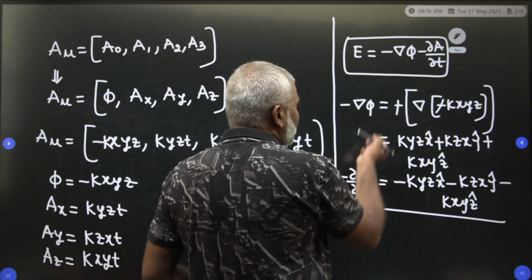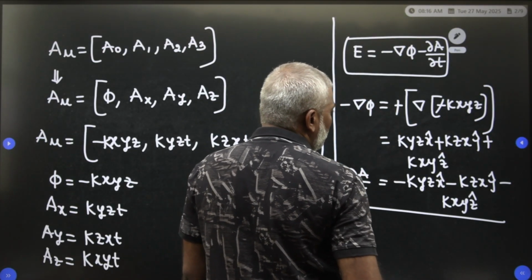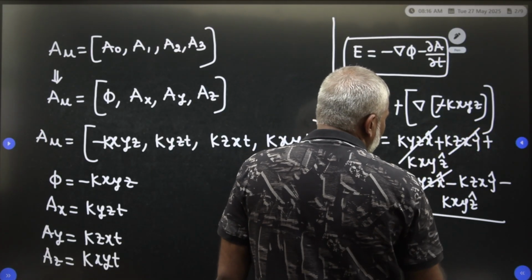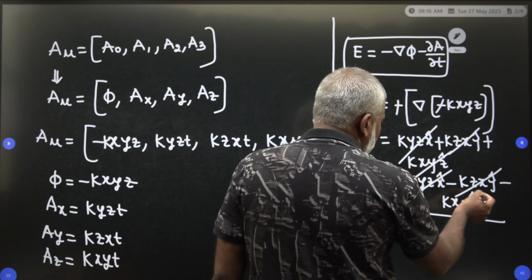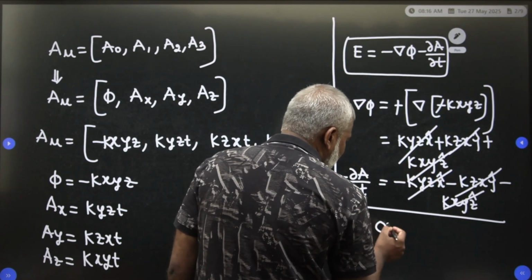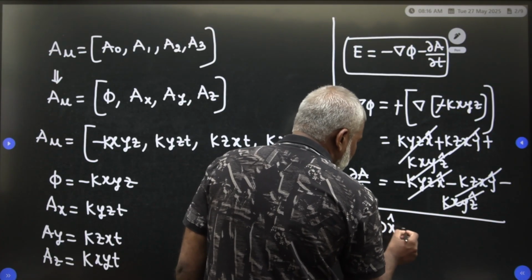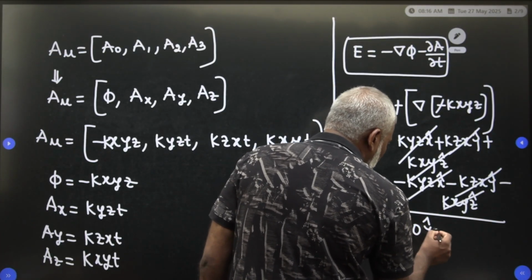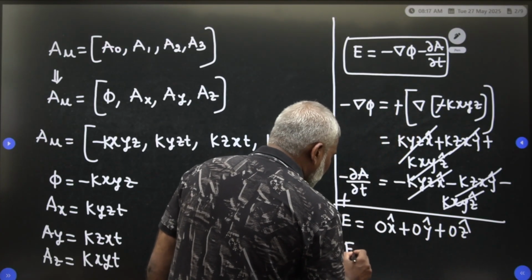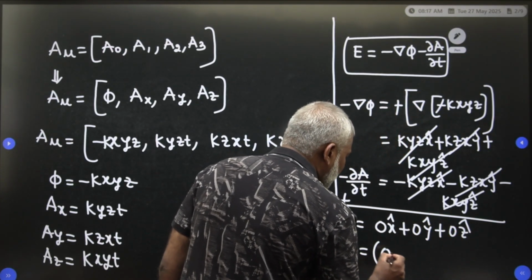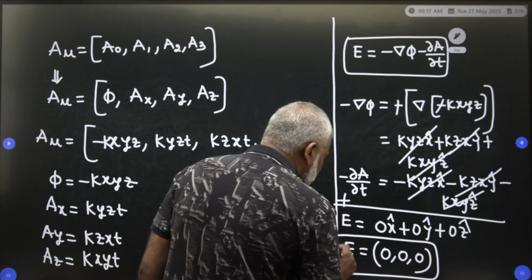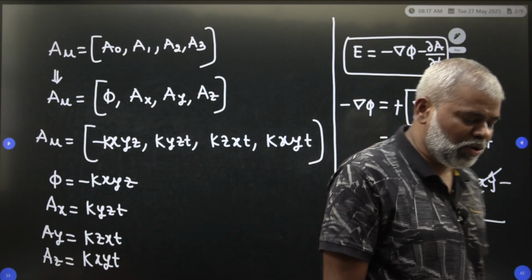So, minus gradient of phi minus ∂A/∂t: minus and plus cancel, plus and minus cancel, so you are going to get 0 into x cap plus 0 into y cap plus 0 into z cap. So, therefore, your electric field components are 0, 0, 0.